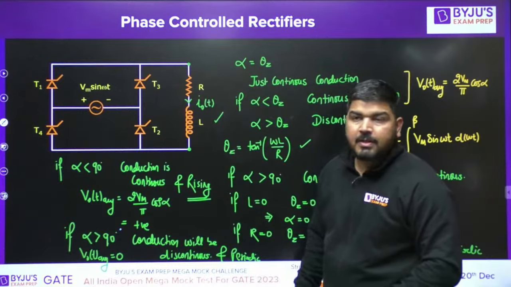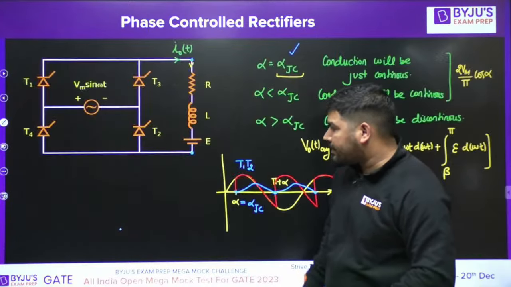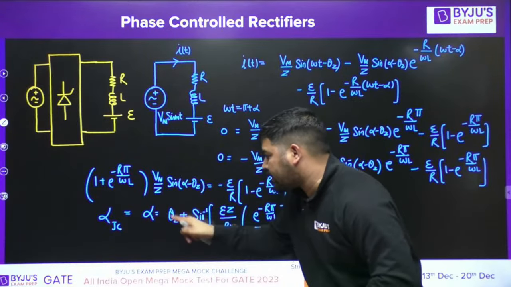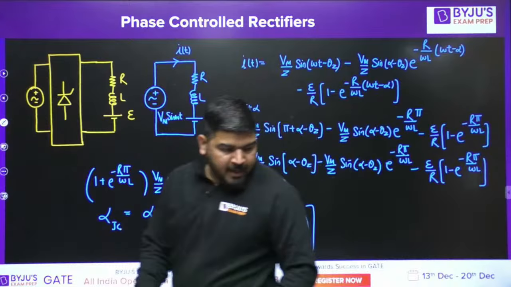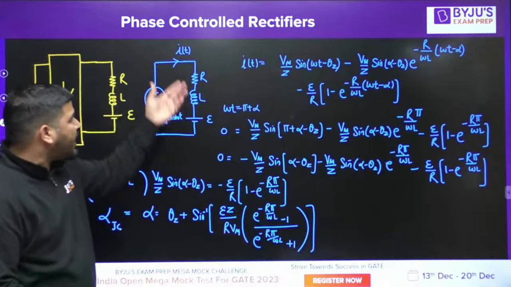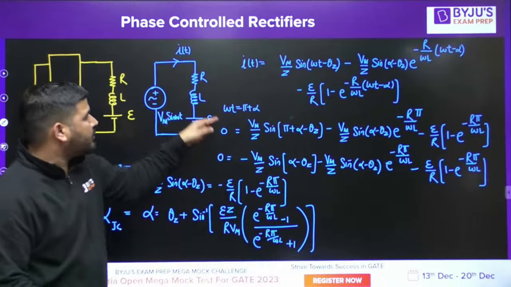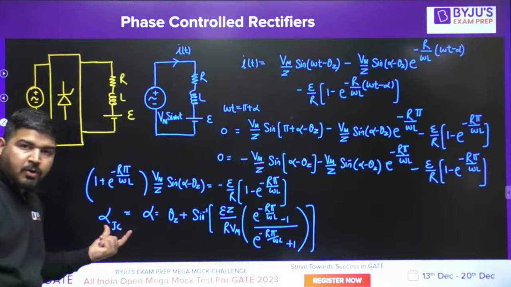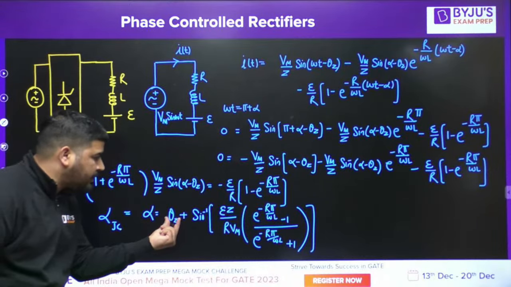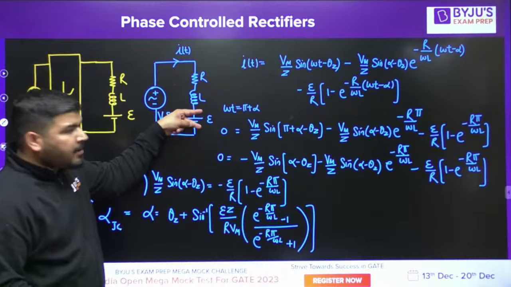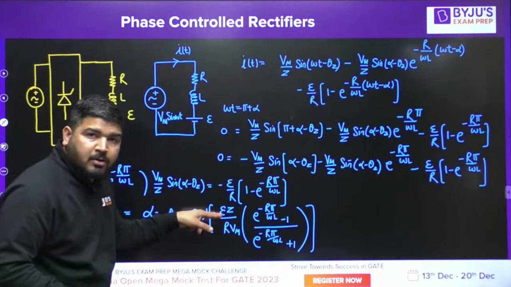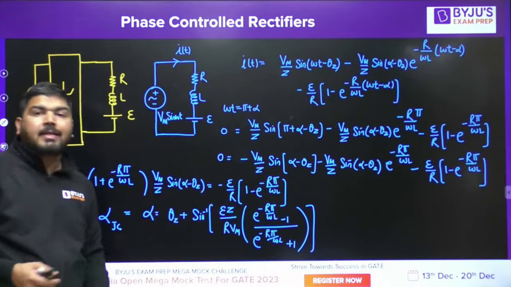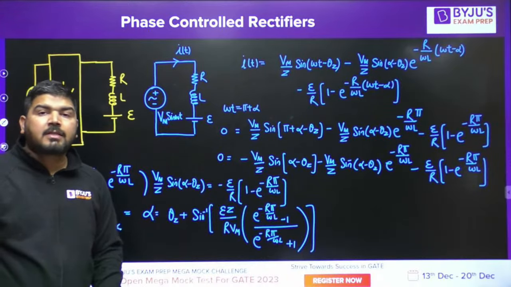In RL load, since E was 0, if you put E equal to 0 here, then you get alpha JC equal to theta Z itself. So from this expression, you can also comment on the RL load. You just put E equal to 0, and it will become RL load. For RL load, the just continuous case firing angle alpha JC will be equal to theta Z only. But if E is non-zero, then you have to put this E value and alpha JC will be less than theta Z.